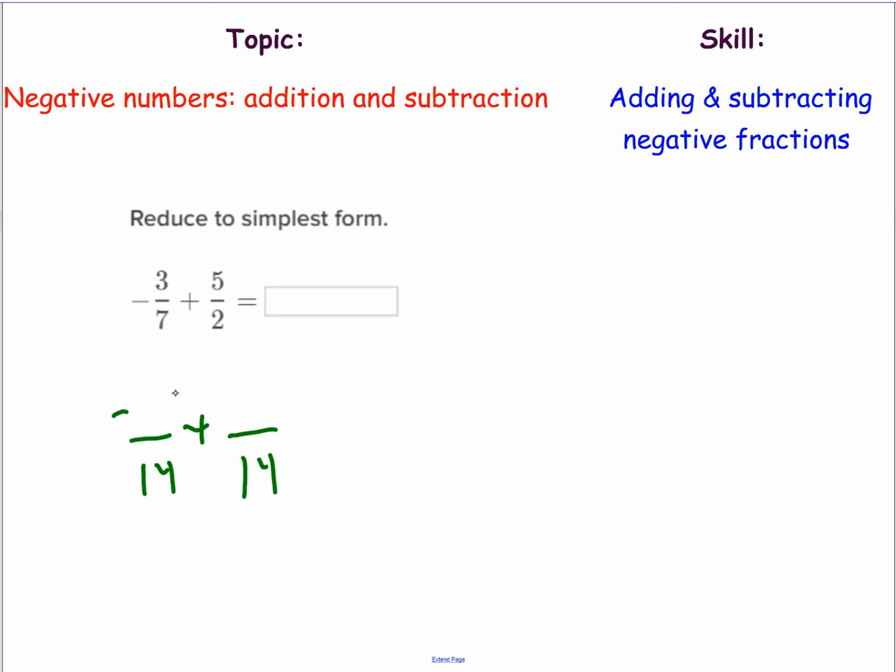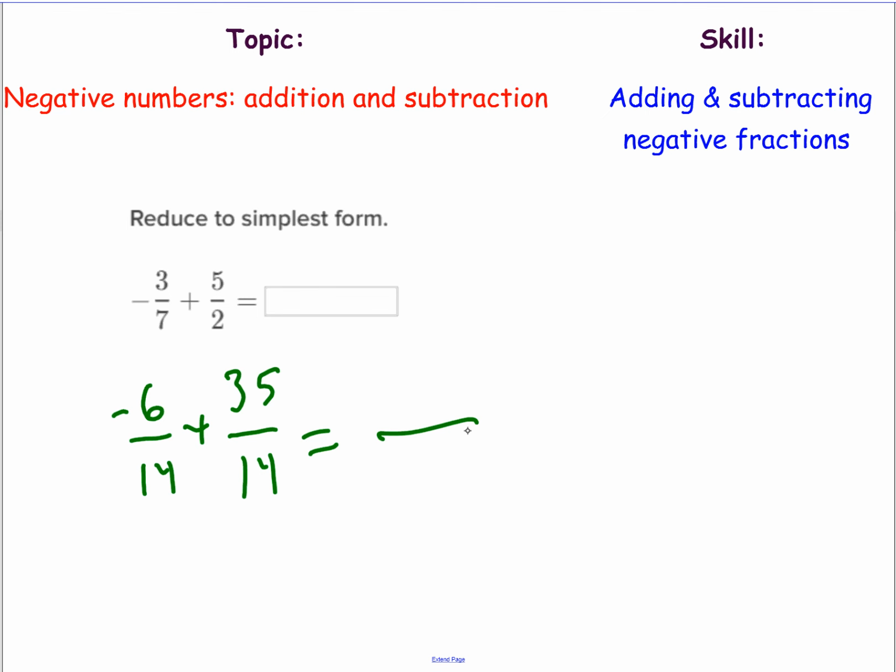So 7 times 2 gives me 14. So 3 times the same 2 gives me negative 6. Here, 2 times 7 gives me 14. So 5 times that same 7 will give me 35. Okay, so we have negative 6/14 plus 35/14.